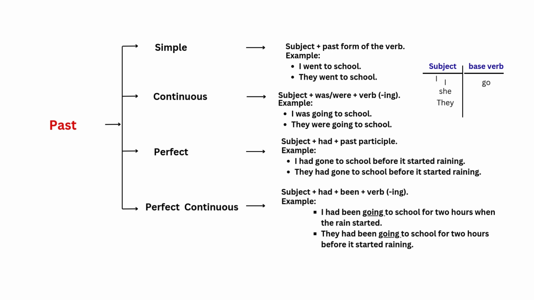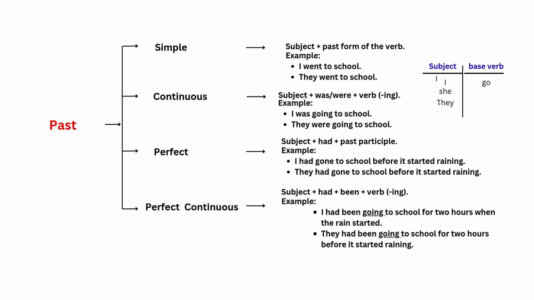Subject plus had plus been plus verbing. Example: I had been going to school for 2 hours when the rain started. Means that the person had been in the process of going to school for a duration of 2 hours, and then the rain began, interrupting or coinciding with the ongoing action.